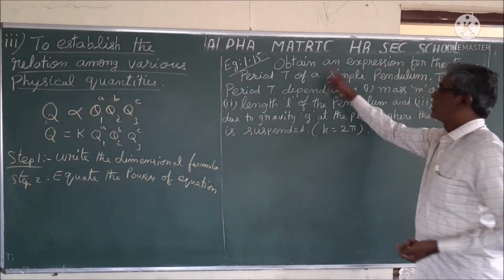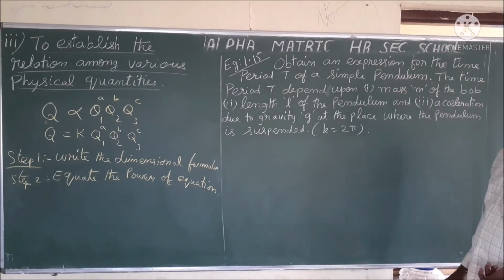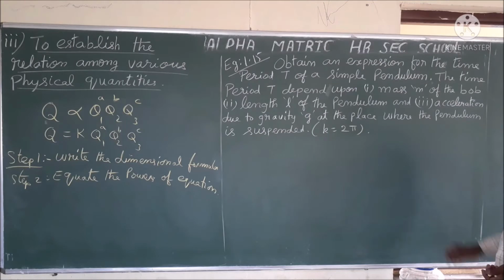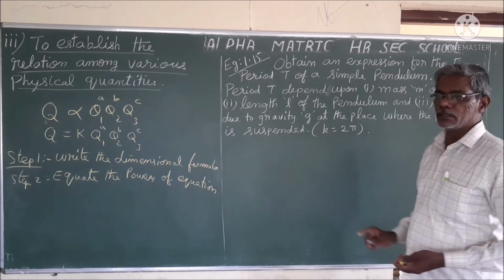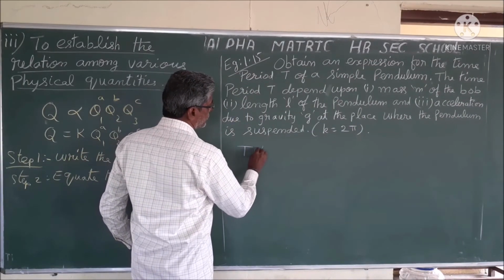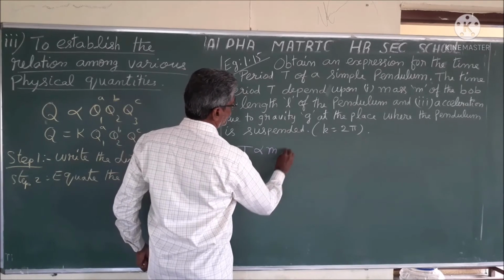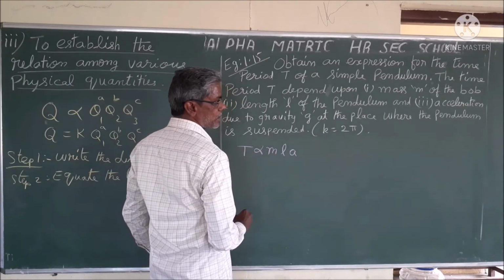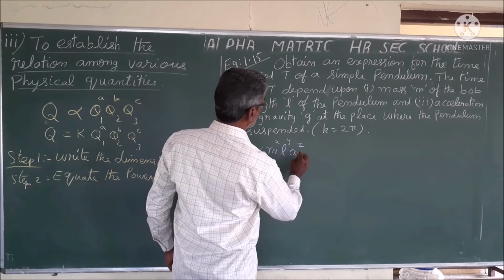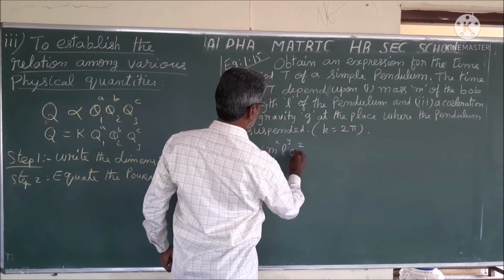Now, obtain an expression for the time period T of a simple pendulum. The time period T depends upon the mass m of the bob, the length L of the pendulum, and third, the acceleration due to gravity g at the place where the pendulum is suspended. The K value is given as 2 pi, it has been proved experimentally. So the time period T depends on mass m, then the length of the pendulum, and then the acceleration due to gravity, with powers x, y, z.